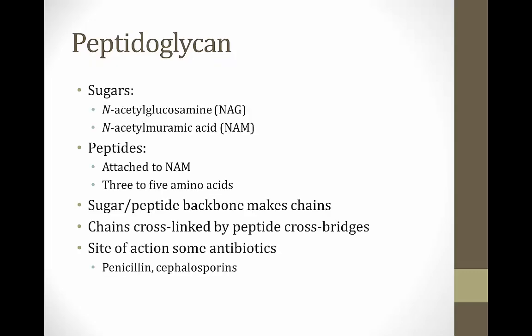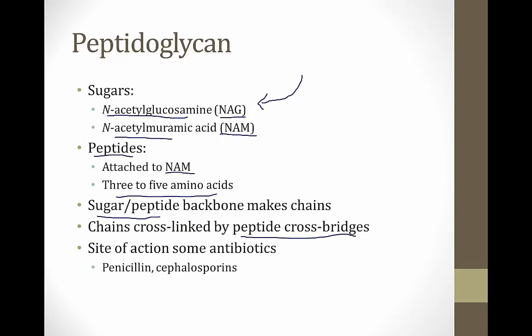So there are two sugars that are used to create these sheets of peptidoglycan. The first sugar is called N-acetylglucosamine, or NAG, and the second one is called N-acetylmuramic acid, or NAM, and we'll talk more about how these are arranged in a minute. The peptides are always attached to the NAM molecules, and it's high yield to remember that for your boards. They are not attached to the acetylglucosamine molecules. And there are about 3 to 5 amino acids in the peptides, and these connect the sugars together. I'll show you a picture of that in a second. So these sugar peptide backbones make chains, and then the chains are cross-linked by peptide cross bridges. And you should know that peptidoglycan is the site of action of some important antibiotics.